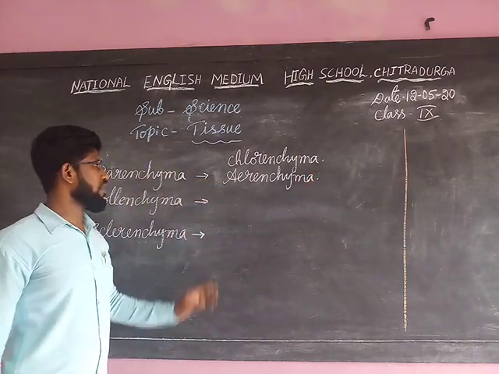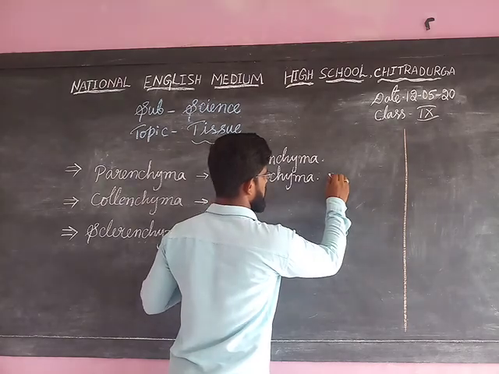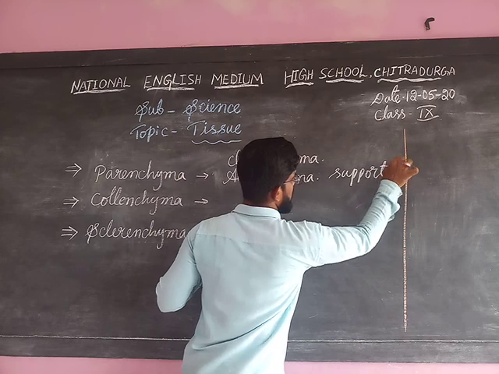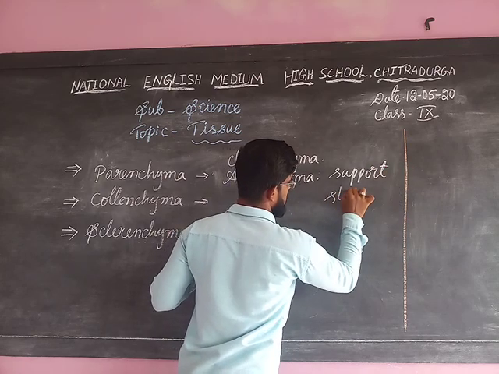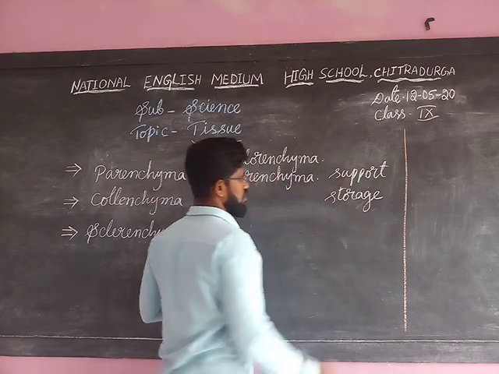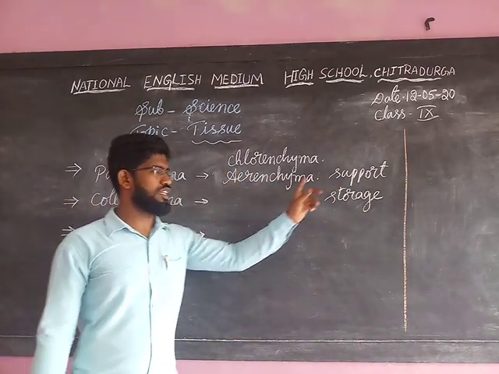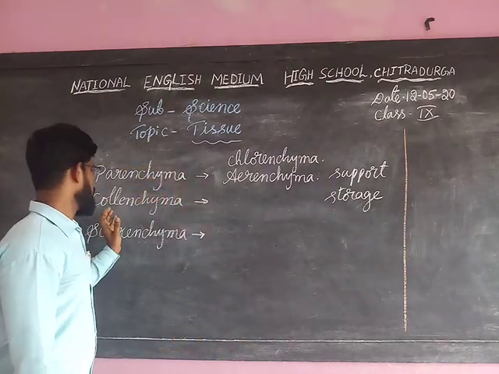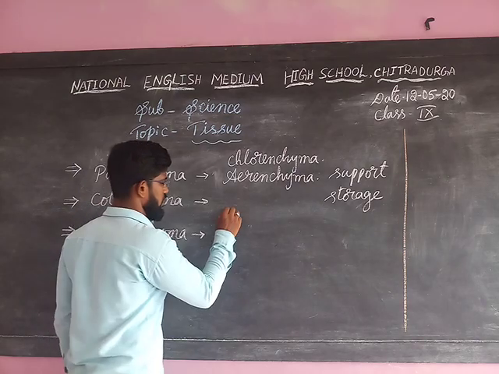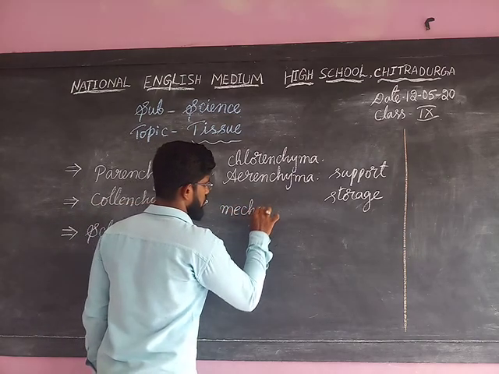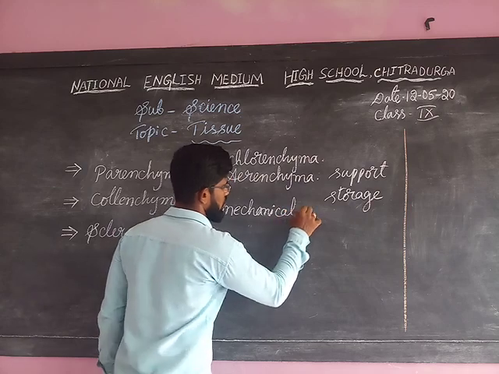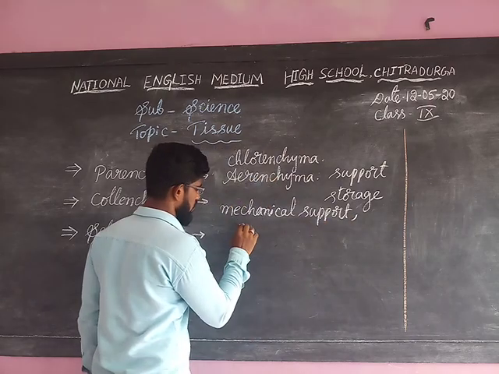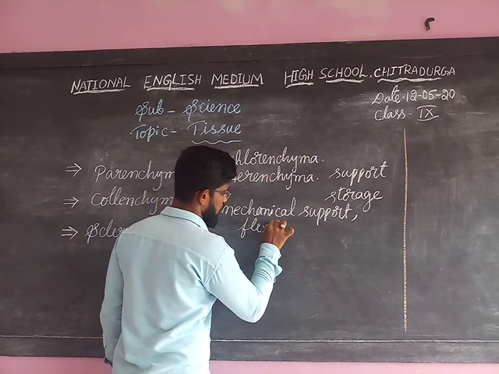So overall, the function of parenchyma is to give mechanical support and to help in storage of food materials. Then second, collenchyma. The main function of collenchyma is to provide mechanical support, as well as giving flexibility to the plant body.